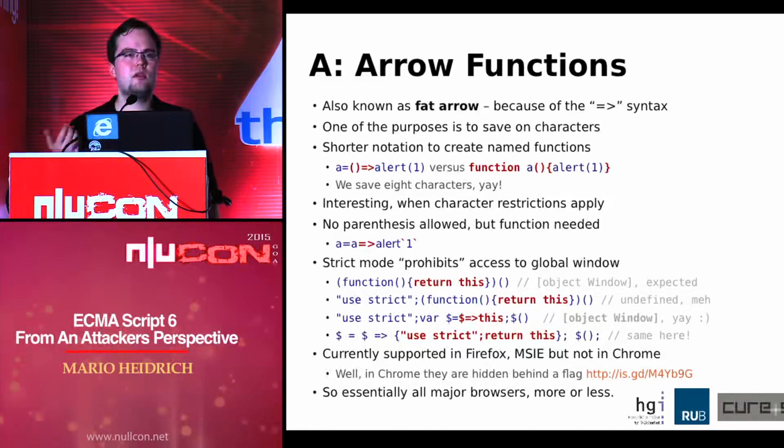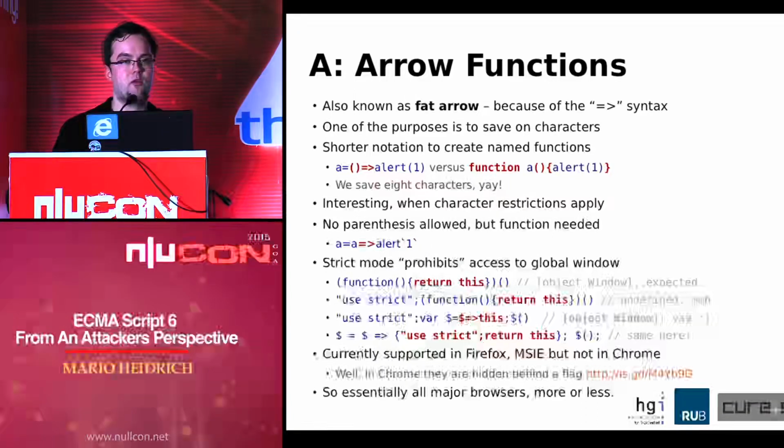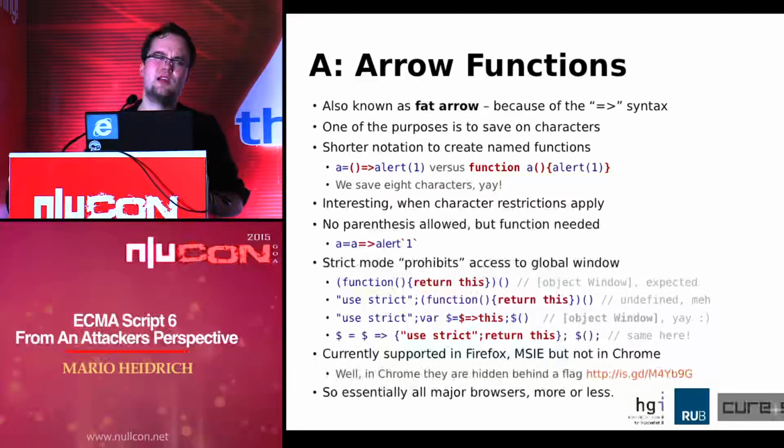This is extremely amazing for sandboxes, of course, because they can make sure there is no possibility to accidentally leak the window object. A JavaScript sandbox wants to make absolutely sure the window object is not leaked, because by leaking it you bypass the sandbox and can execute arbitrary code again. However, if you use an arrow function and say use strict, and then assign var $ equals $ fat arrow this, then you will get window again.